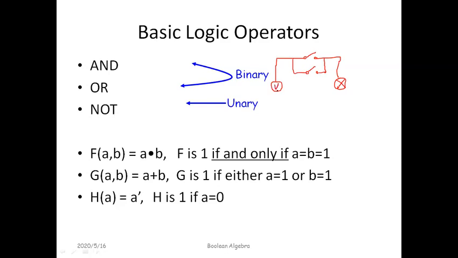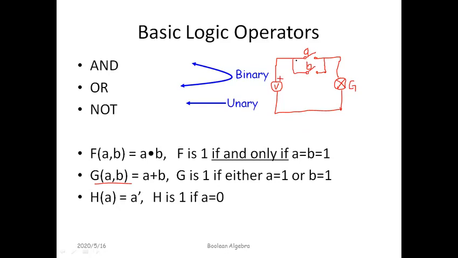For the OR operator, we consider two switches connected in parallel and controlling the lamp labeled G. So we are looking at this expression now: G equals A plus B. So what we have here is a voltage source, and we have two switches controlling lamp G.